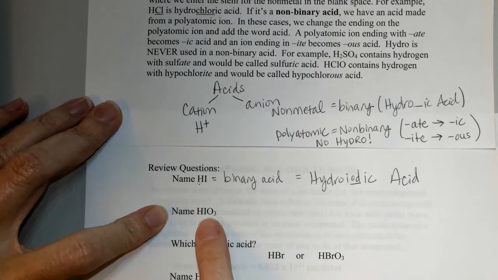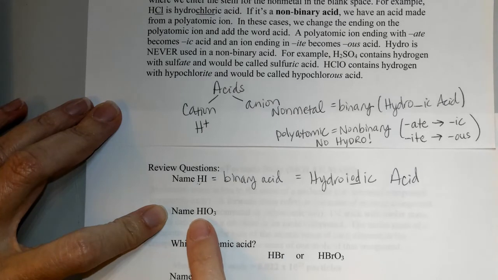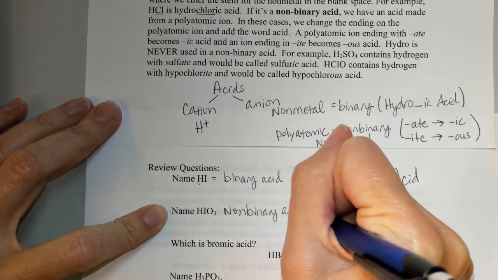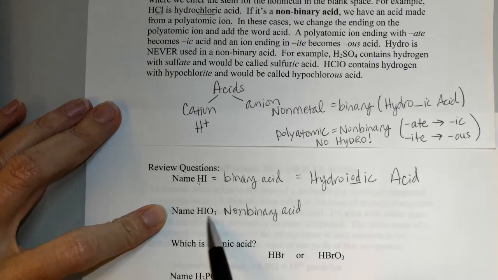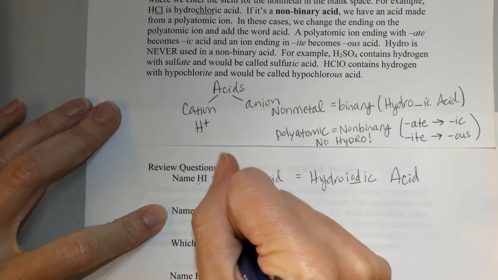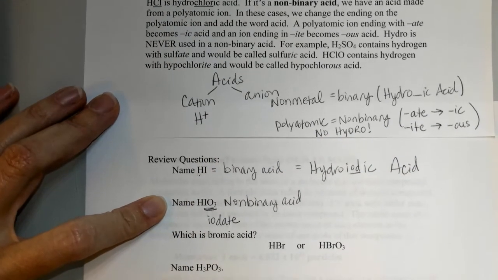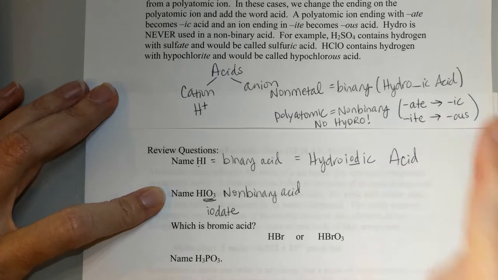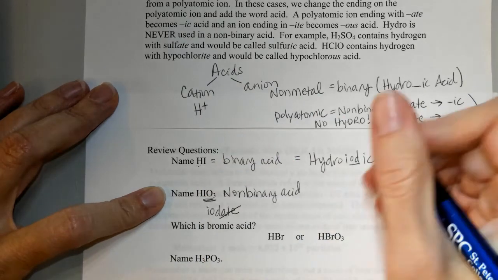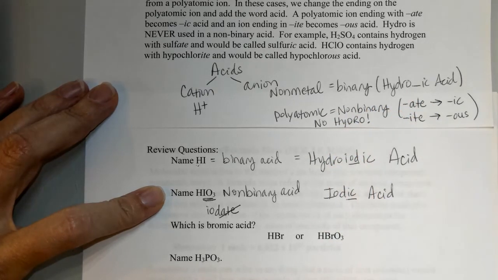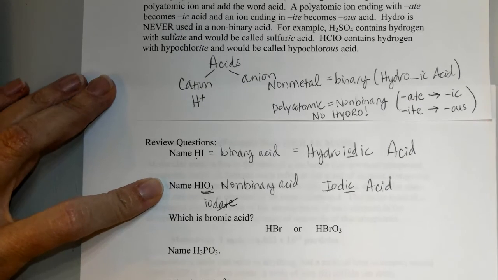Now HIO3, the next example, it still has hydrogen in front, so I still know it's an acid. But now there's more than 2 elements, so this is a non-binary acid. And so instead, what we want to focus on here is what is the name of the polyatomic ion? So when I look at my list of polyatomic ions, IO3 is a polyatomic ion that's called iodate. So my rule is that if my polyatomic ion ends in ate, I'm going to change ate to ic. So I'm going to cross out the ate, and I'm going to replace it with ic, and then add the word acid. So HIO3 is iodic acid.